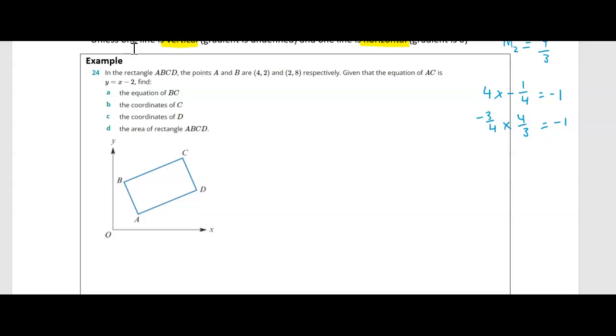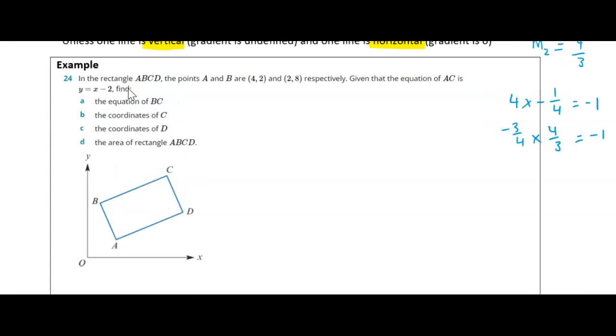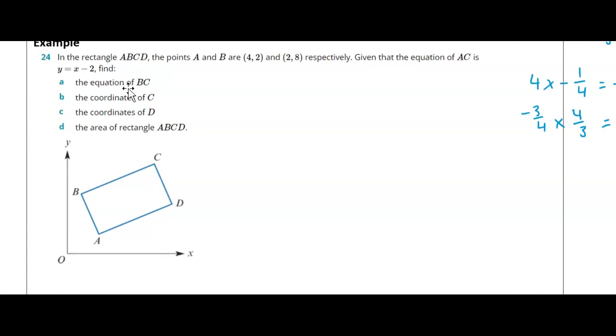All right, I quite liked this example. This is a little bit different. I think we're going to use the distance formula with this, but also our knowledge of perpendicular lines. So in the rectangle ABCD, the points A and B are (4, 2) and (2, 8). Sorry, I should have kept talking. They're not on my diagram, so I might make this a little bit bigger so we can see it. So A is (4, 2) down here, and B is (2, 8).